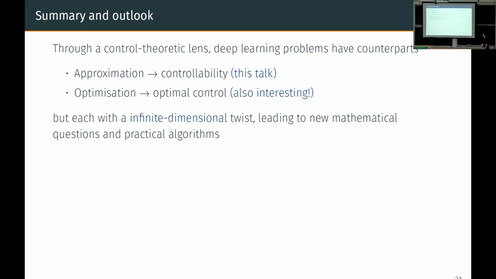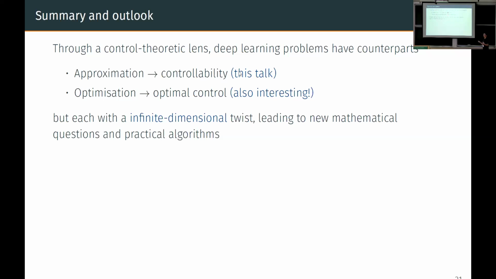Okay, so let me just conclude. Here we talked about the connection between control theory and deep learning in terms of approximation theory. And you can see that it's really very much related to controllability. What I didn't talk about is the optimization aspect, which is also related to optimal control, as you might suspect. So I'll show you some references. This is really interesting. But there's a relationship, but each of these is a bit different.